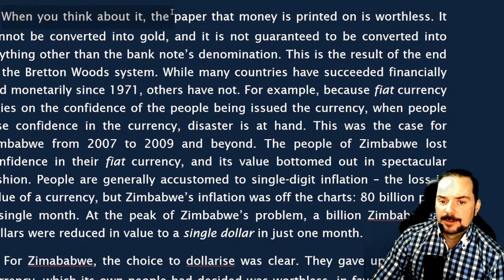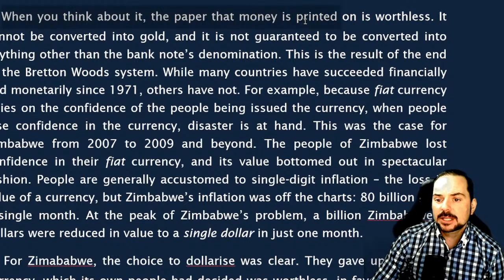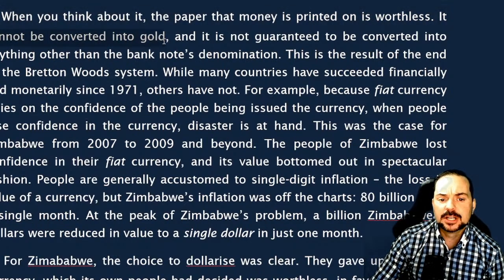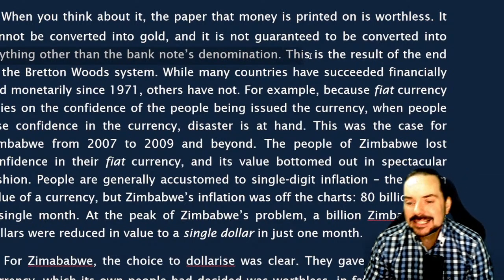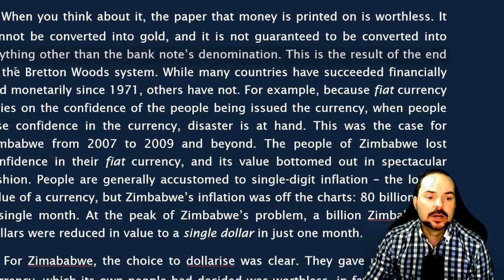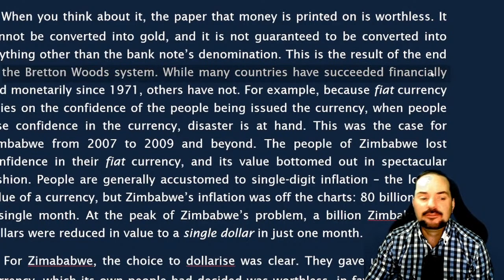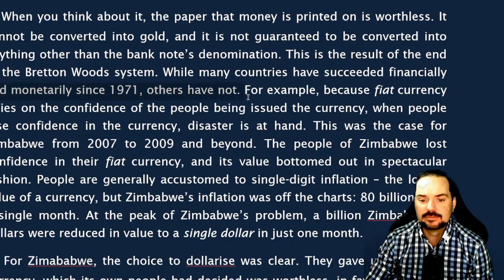When you think about it, the paper that money is printed on is worthless. It cannot be converted into gold, and it is not guaranteed to be converted into anything other than the banknote's denomination. This is the result of the end of the Bretton Woods system. While many countries have succeeded financially and monetarily since 1971, others have not.